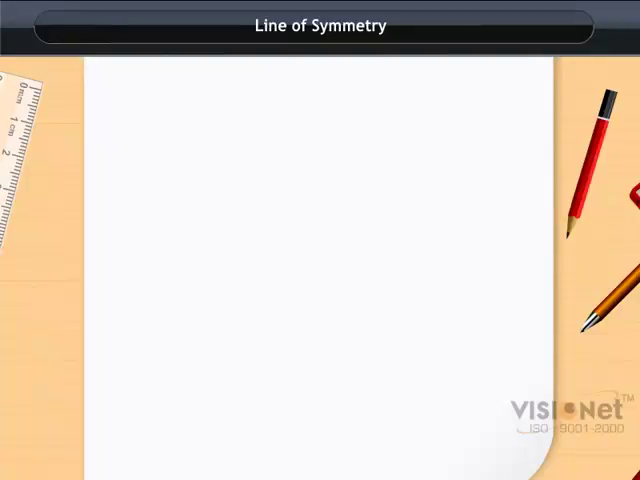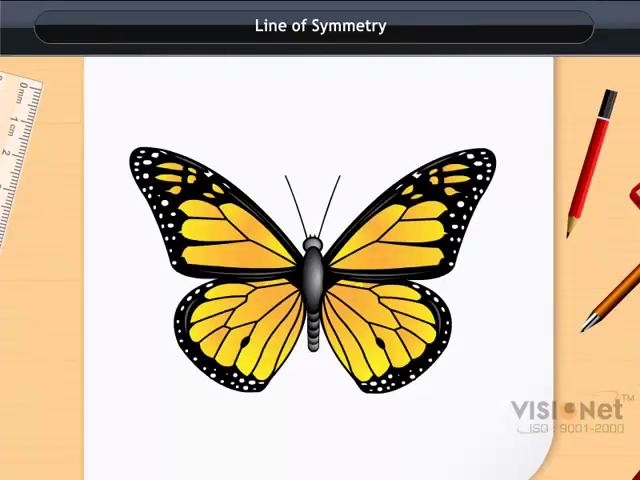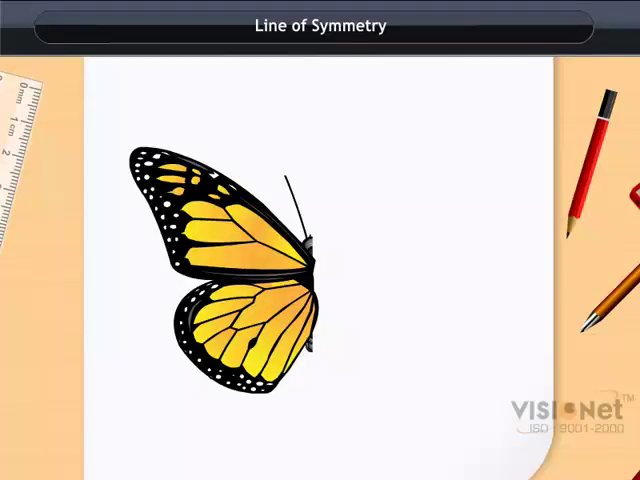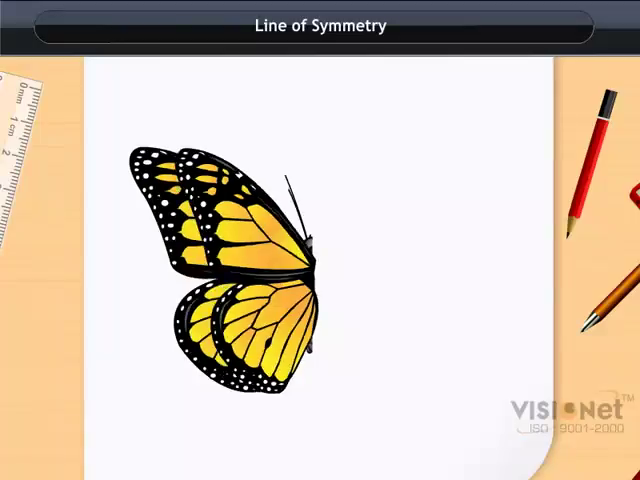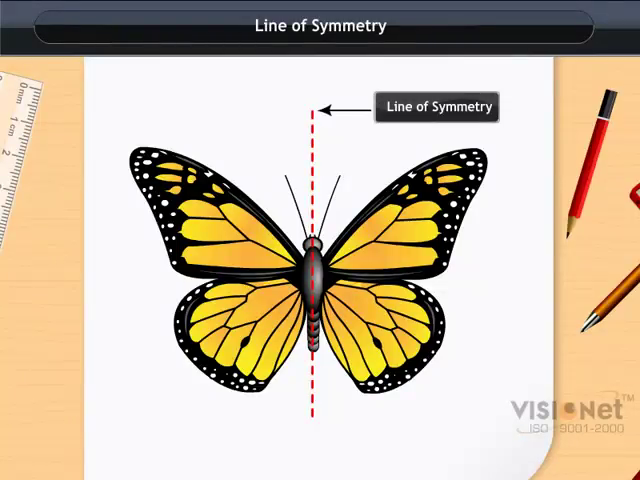Line of symmetry. To understand the concept, let us look at the picture of a butterfly. When a butterfly folds its wings, the left wing and the right wing match exactly. The two wings overlap each other perfectly. We say that the wings of a butterfly are symmetrical. The imaginary line dividing the butterfly into two exact halves is known as the line of symmetry.